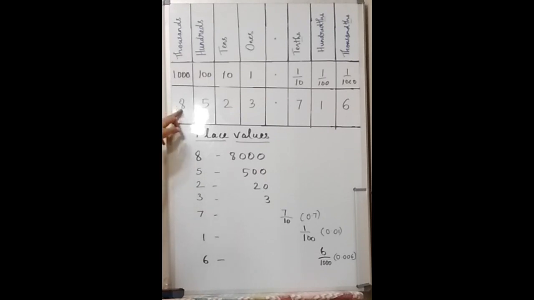Now, let us see what the place values are for this number. The place value of 8 is 8,000, 5 is 500, 2 is 20 and 3 is 3 because they are in the thousands, hundreds, tens and ones place. We have learned this in our earlier classes, right? Now, let's come to the place values of the decimal part.